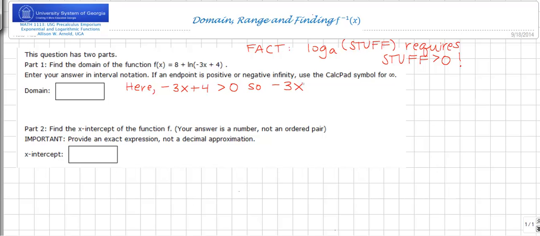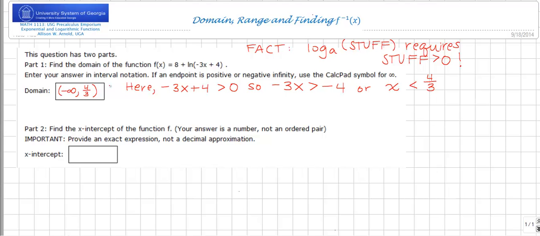So since this inequality is linear, we can simply isolate x, and dividing by a negative changes the direction of the inequality. So we have x is less than 4/3. So our domain in interval notation would be minus infinity to 4/3. And it's an open interval, so there's a parenthesis there. Okay, because again, what's inside the logarithm cannot actually be 0.